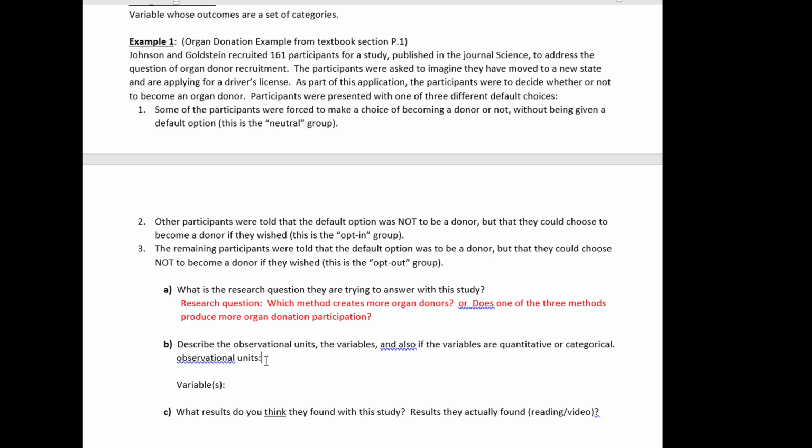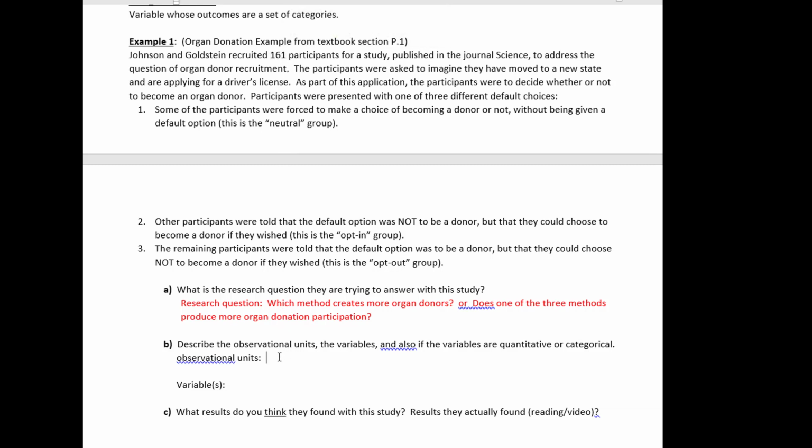So let's start with observational units. The observational units are the things you're observing, the things you're writing information down about. My tip to you, when you start to describe observational units, is to see if they told you how big the sample size was. And in this case, they did. They said the sample size was 161. They talked to 161 people.